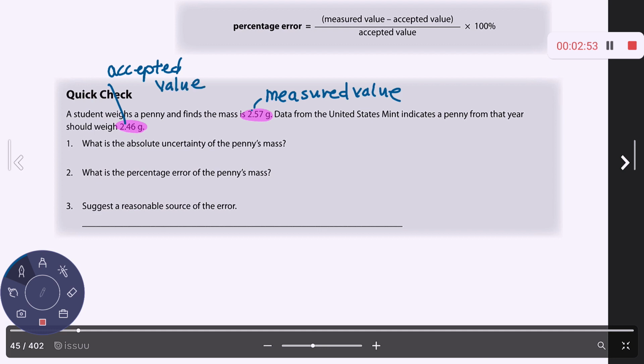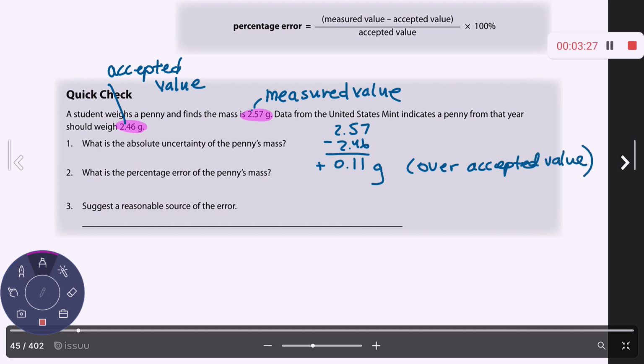Okay, when they ask us for the absolute uncertainty of the penny's mass, let's subtract to figure out what that difference is. So 2.57 minus 2.46 is going to be 0.11 grams. Okay, so since the measured value is above the accepted value, we have a difference of positive 0.11 grams because we are over the accepted value.